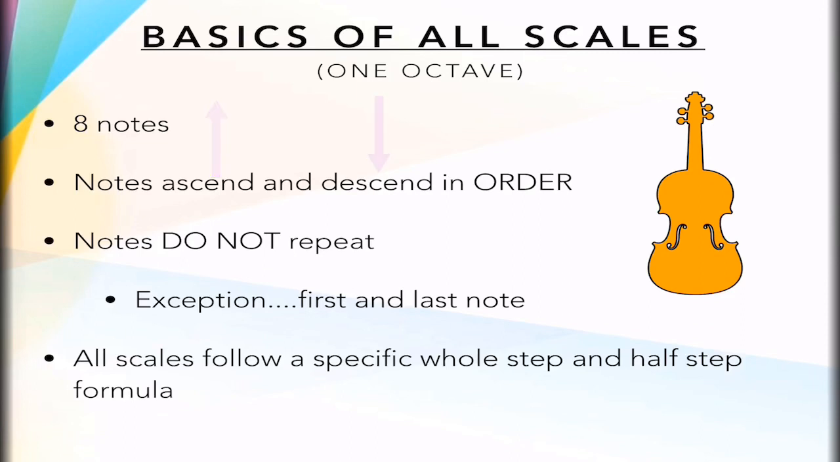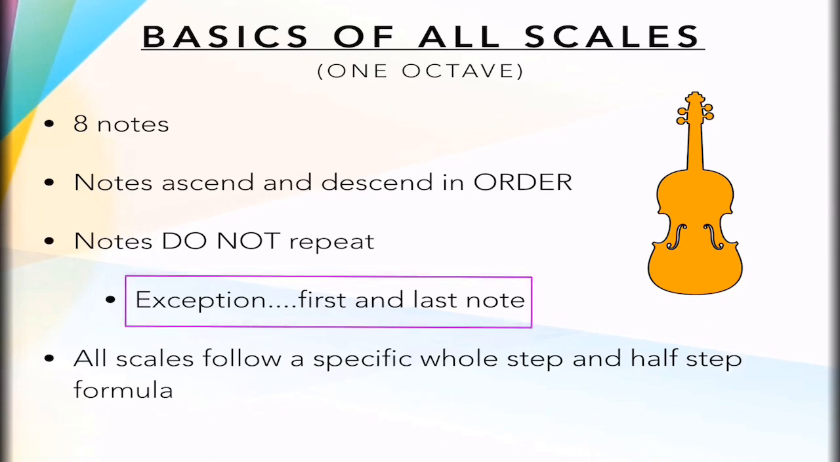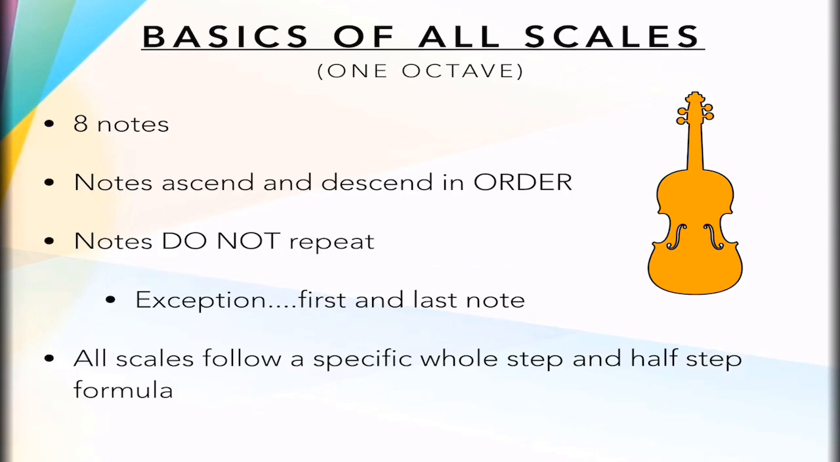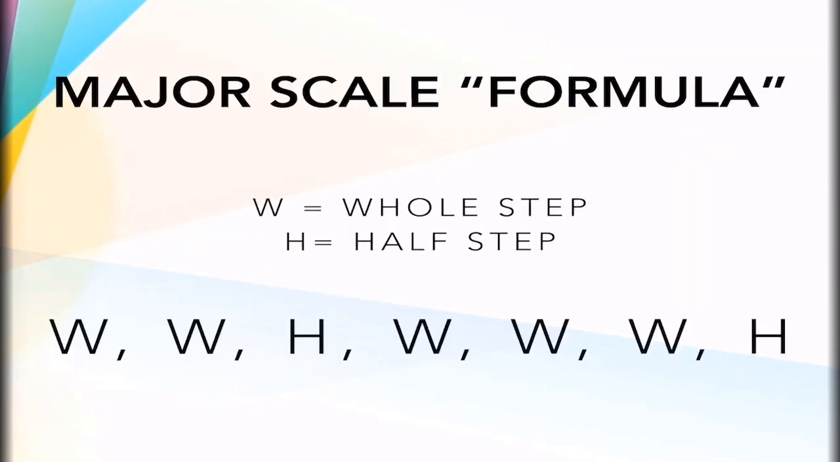Notes do not repeat, with the exception of the first and the last note of the scale, which will be the same. All scales will follow a specific whole step and half step formula. Now, let's go ahead and look at the major scale formula. W will stand for whole step and H will stand for half step. We have whole step, half step, whole step, whole step, whole step, half step.